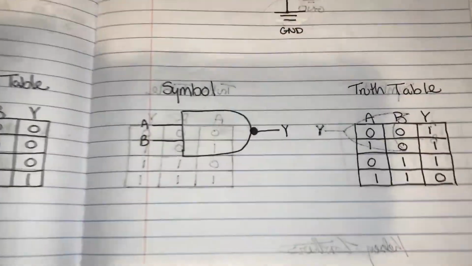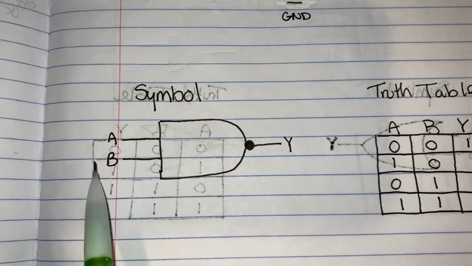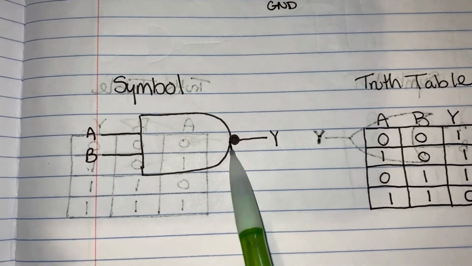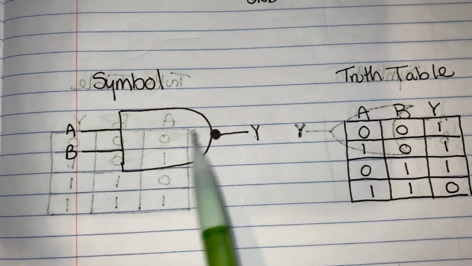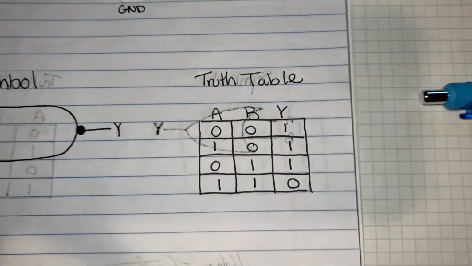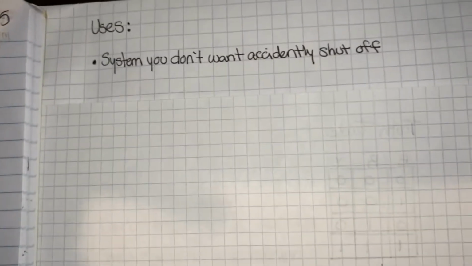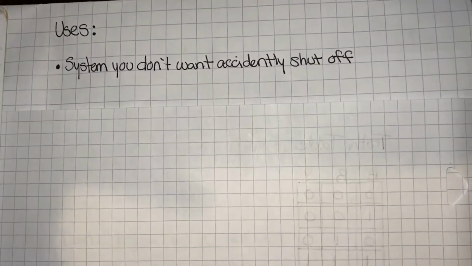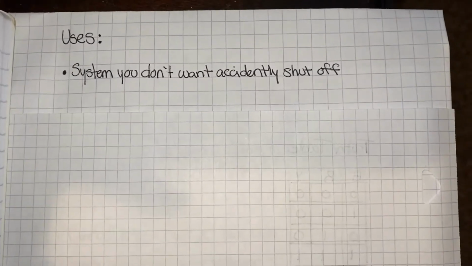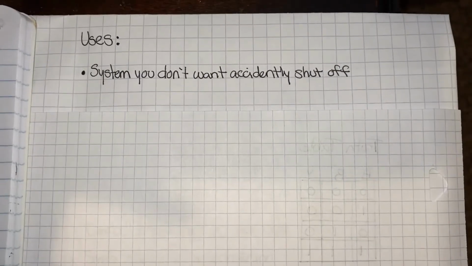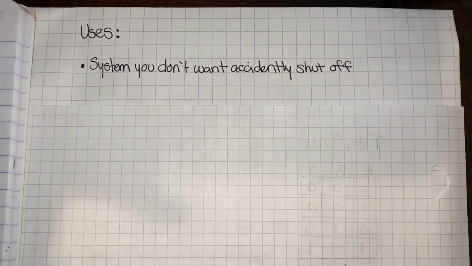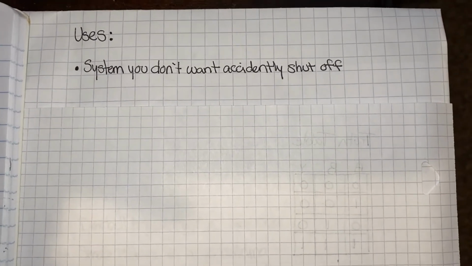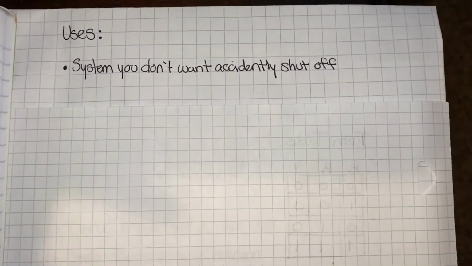So next, our symbol, we have an input of A and B, our NOT sign, and our output of Y. And then our truth table once again. And so a use for a NAND gate would be a system you don't want to accidentally shut off. So for some reason, if you bump one of the kill switches, you don't want the machine to turn off, so that's why you have 2 of them that have to be off at the same time in order to completely shut it down.